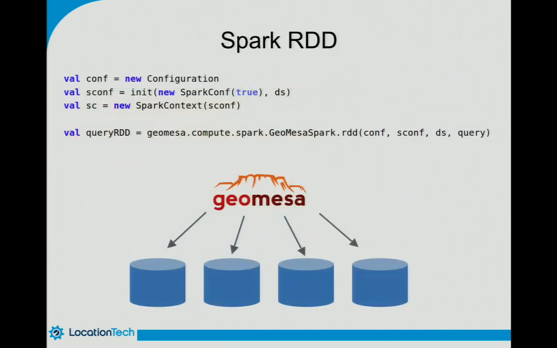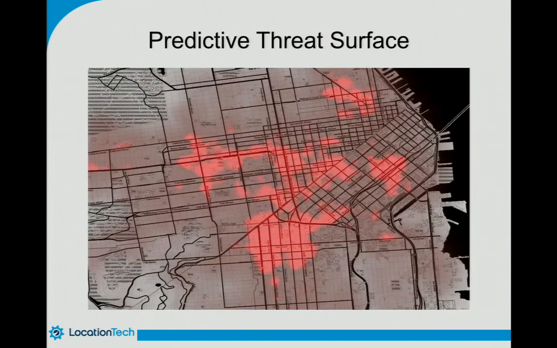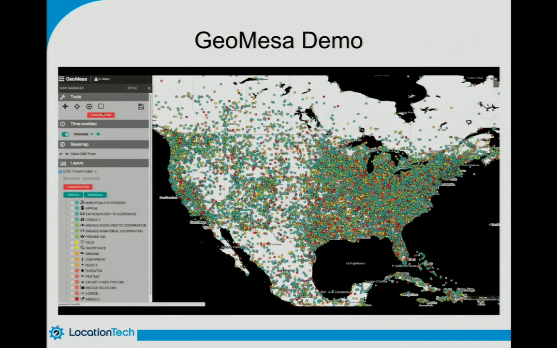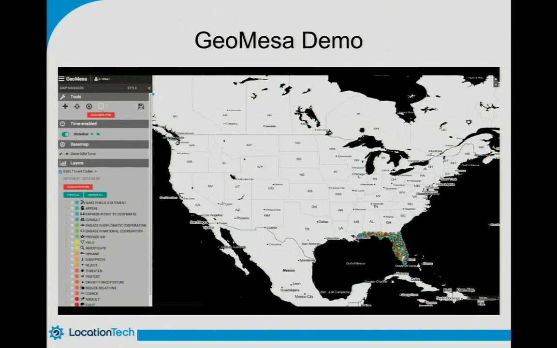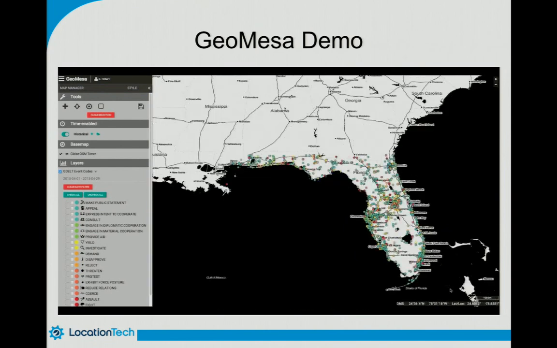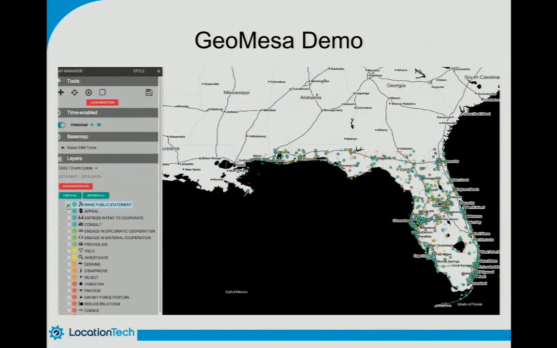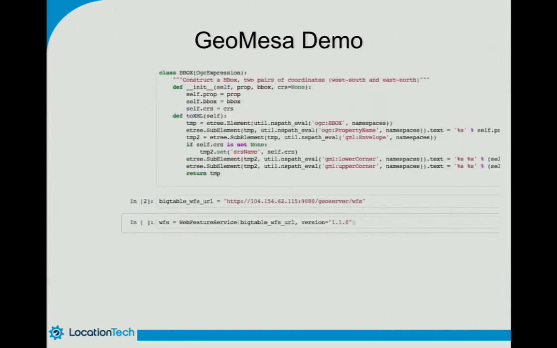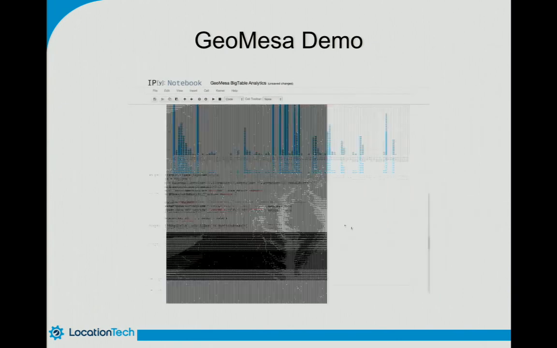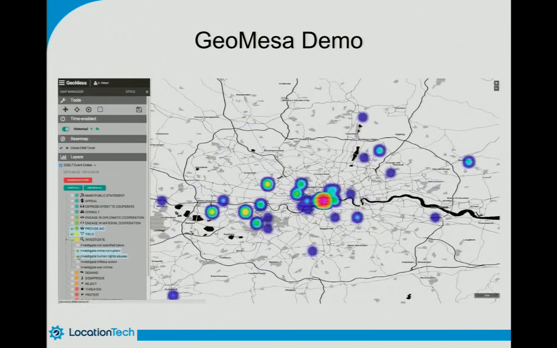Here's just an example use. You can see that they're able to put together a query and query out to GeoMesa across a range of data sources. We can see something called a predictive threat surface. And I think I have a short video here. There we go. So here's a little bit of what GeoMesa would look like in action. I think I'm probably going to skip over this, so I will post this one online.